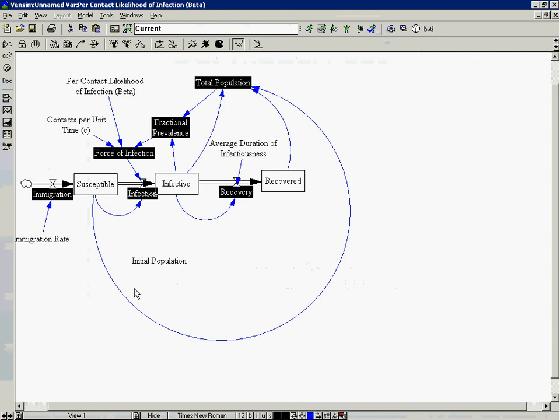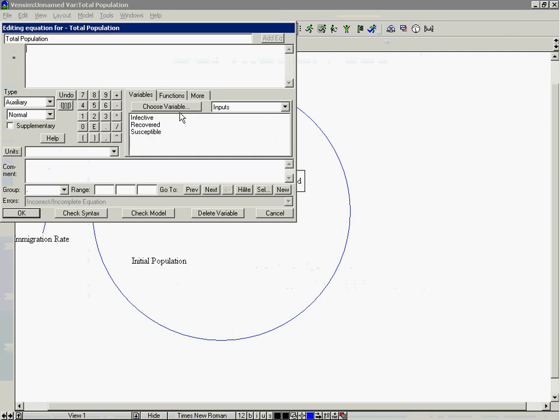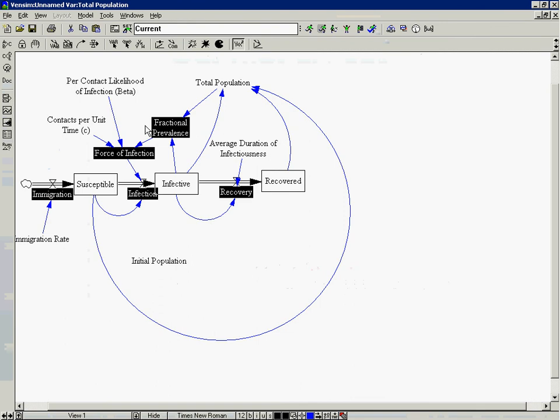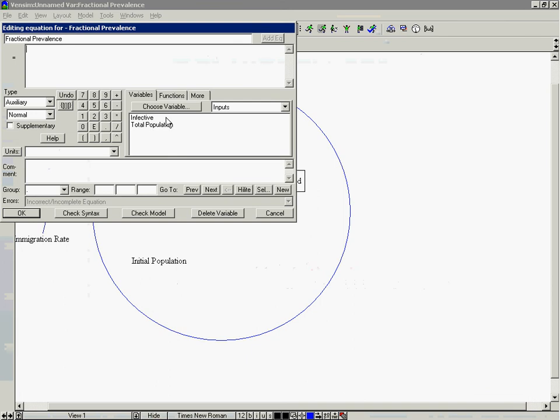Okay, so tell me some more things I have to fill in. There's one formula here that's trivial. Yeah, so let's go up that. What is that then? The sum of all those things. Susceptible plus infective plus recovered, right? Well, okay, good. So it just depends on those three. Okay, what's another thing that's trivial here? Okay, that one, let's do that. So what is that? Okay, good. Infective divided by total population.